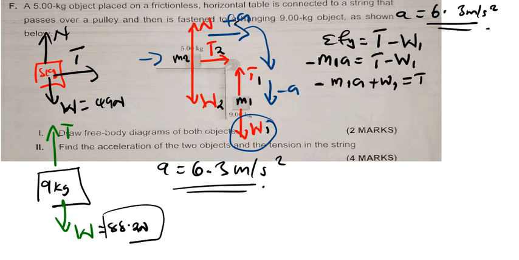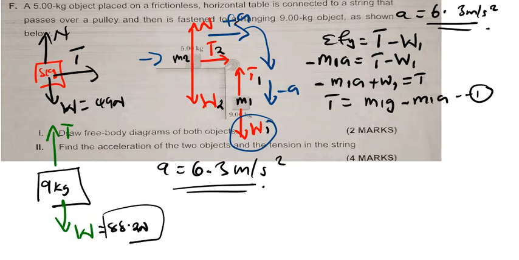To make things simple, T will be equal to W1, which is the same as M1 G, then minus M1 A. I'll call this equation 1. Now, this one I can use to find the tension force. Just from here, I can plug in the values and find the tension force. Still, the answer is going to be the same.